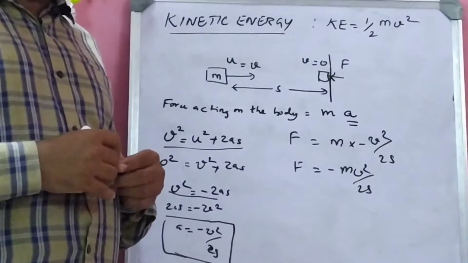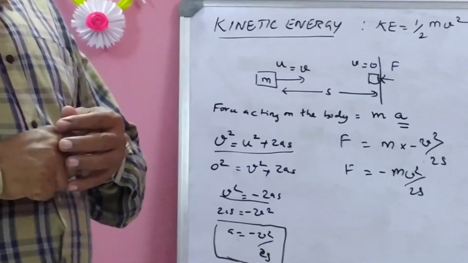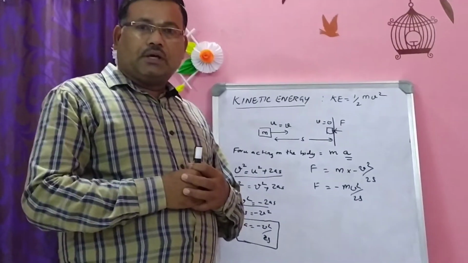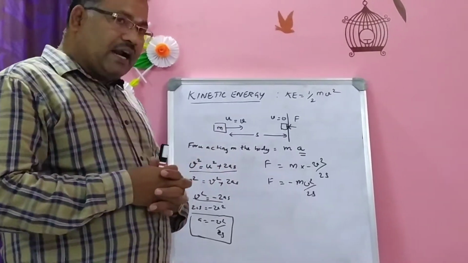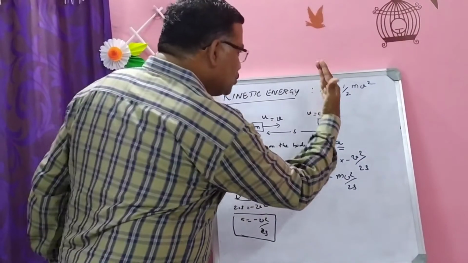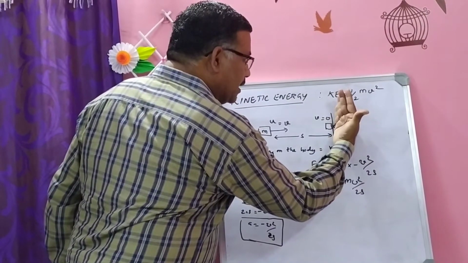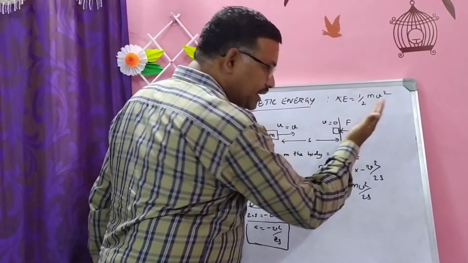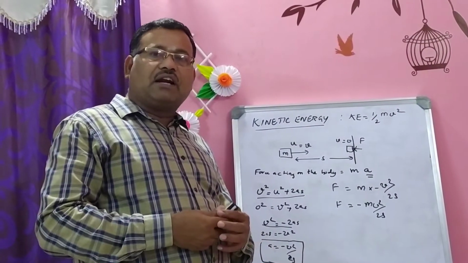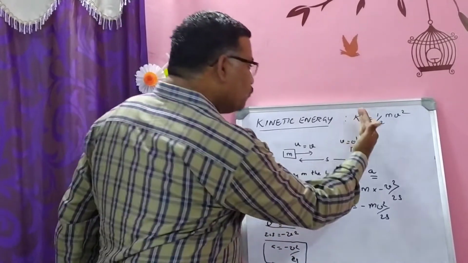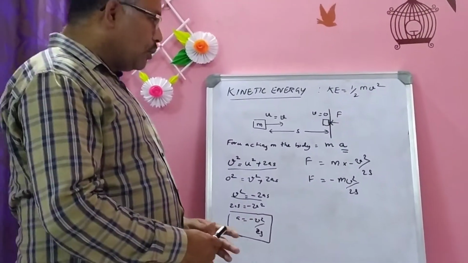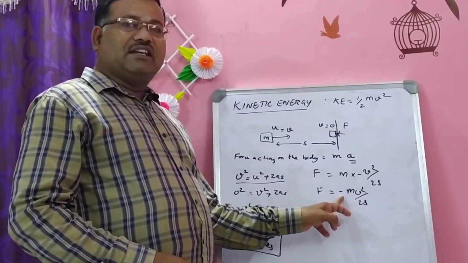Now I want the work done by the body. Work done by the body is force applied by the body into displacement. The force acting on the body and the force applied by the body will be equal, because the same force that is applied to stop the body acts in turn. According to Newton's law of motion, to every action there is an equal and opposite reaction. The same amount of force is applied by the body also, but the sign will change.